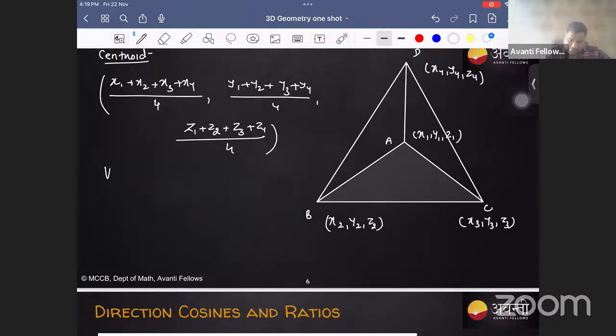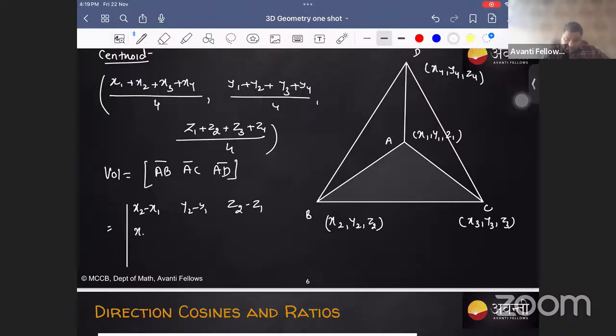Now, volume of the tetrahedron, I have already told you. Volume is box AB, AC, AD, the scalar triple product of AB, AC, and AD. Now, what is this AB? AB is x2 minus x1, y2 minus y1, z2 minus z1. What is AC? x3 minus x1, y3 minus y1, z3 minus z1. And what is AD? x4 minus x1, y4 minus y1, z4 minus z1.